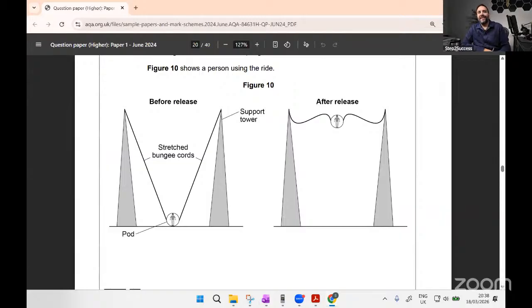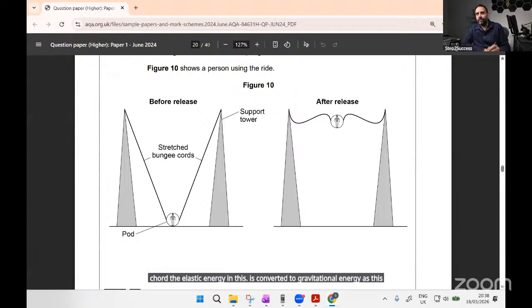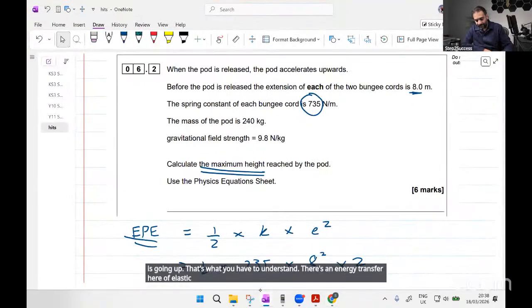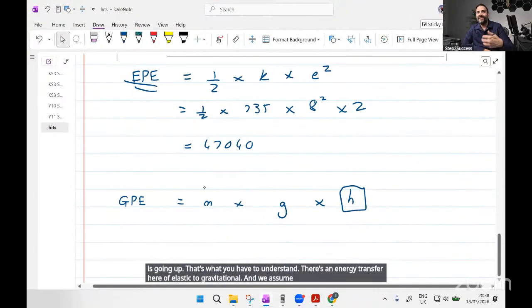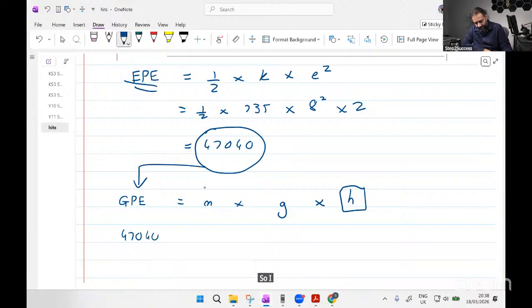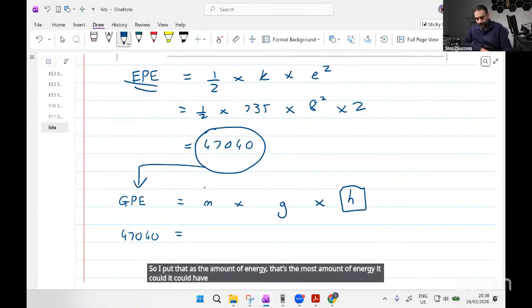cord, the elastic energy in this is converted to gravitational energy as this is going up. That's what you have to understand. There's an energy transfer here of elastic to gravitational. And we assume at the highest point, all of this elastic energy has turned into gravitational energy. So I put that as the amount of energy. That's the most amount of energy it could have.